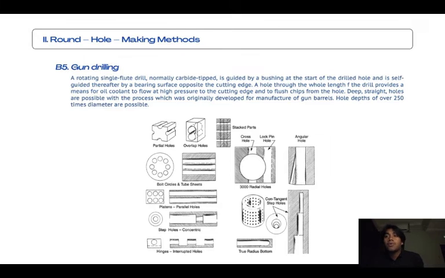A hole through the whole length of the drill provides a means for oil coolant to flow at high pressure to the cutting edge and to flush chips from the hole. Deep straight holes are possible with the process, which was originally developed for manufacture of gun barrels. Hole depths of over 250 times diameter are possible.